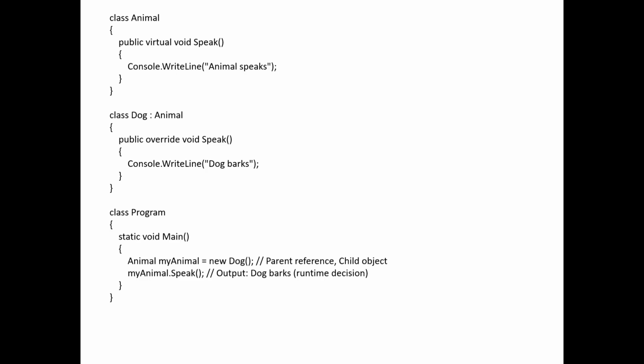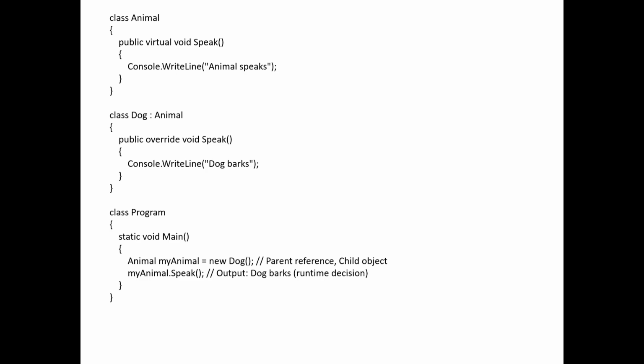So in the base class we write the keyword virtual before declaring the method, and in the derived class we declare the same method with different functionality, but we use the word override. So when we call this function with the object of Dog class, then the overridden function will be called. But when we call this function with the Animal base class, then the virtual function would be called.